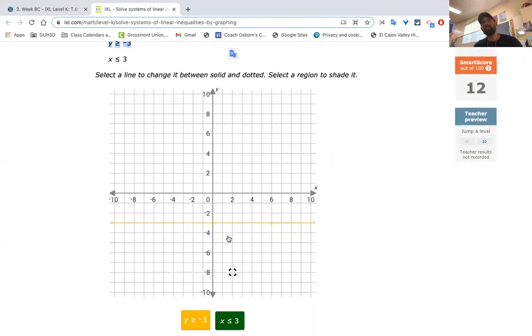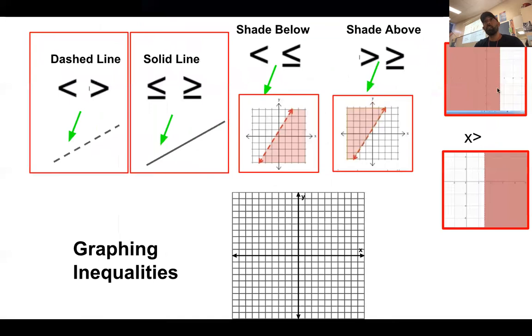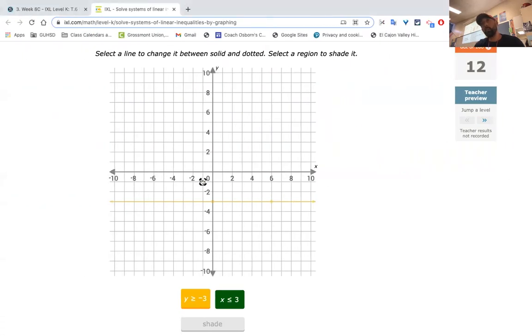Now remember, x means that we're gonna get a vertical line like this. Okay, it's a vertical line. And we start on the x-axis at that number. So here at +3, again, just any other point, and it's a solid line. Now we need to do the shade.